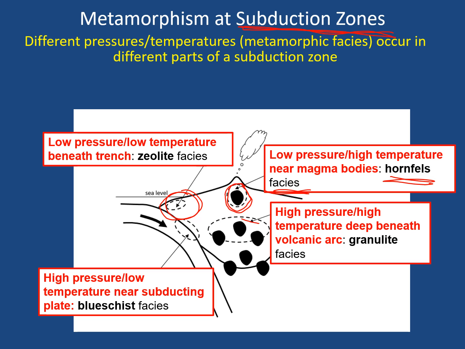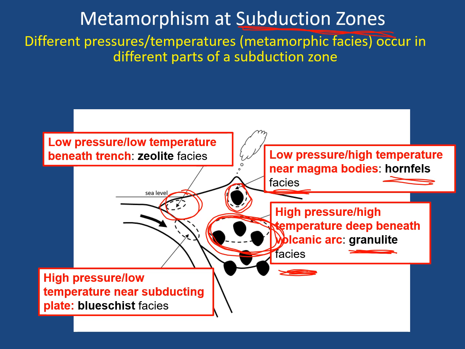And here, where I'm circling now, we're down deep in the subduction zone. So because we're deep, we have high pressure. Also because we're deep and because we're in close proximity to these magma bodies, we have high temperature. That's going to lead to yet different kinds of minerals growing in the rock, those characteristic of granulite facies.